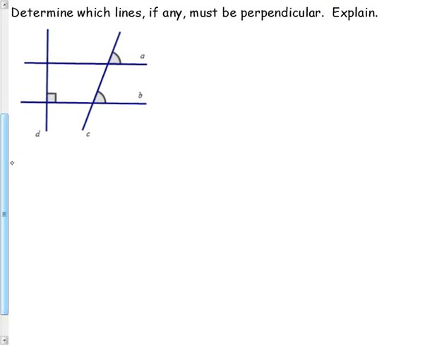Our last example. Determine which lines, if any, must be perpendicular. Explain. Well, we can see right there we have the perpendicular box, so that means B is perpendicular to D. Explain. It's marked on the diagram. Okay, so B was perpendicular to D, and that was given on the diagram.